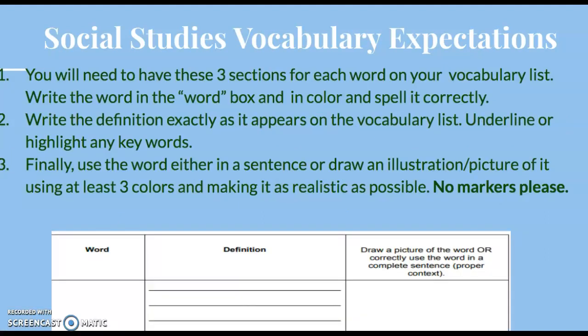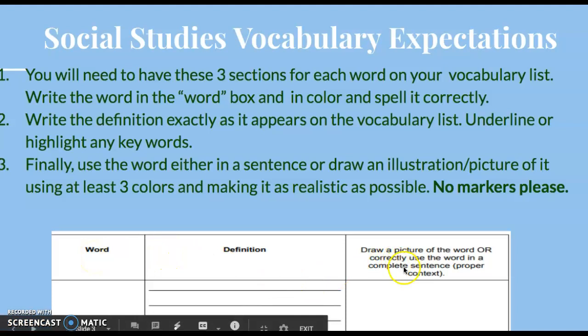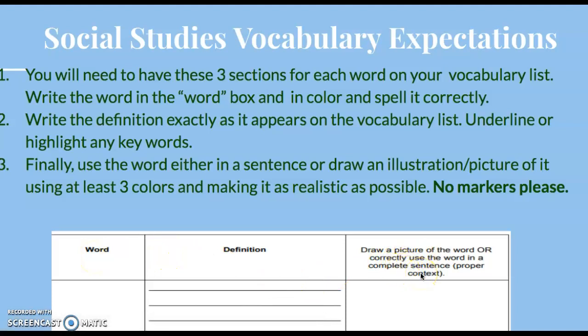So, expectations for how to do vocabulary. I think if some of you have the science teachers here at Cypress Grove, you do an almost identical thing for vocabulary. And so we kind of all follow similar instructions. First of all, you will need to have these 3 sections for each word on your vocabulary list. You will need to have word, definition, and a column that you can draw pictures.